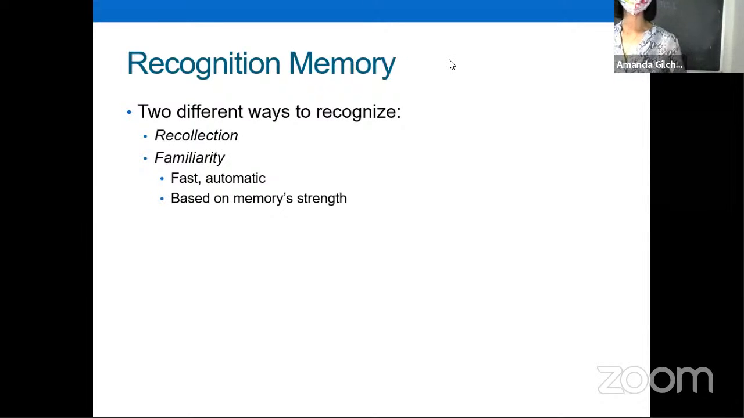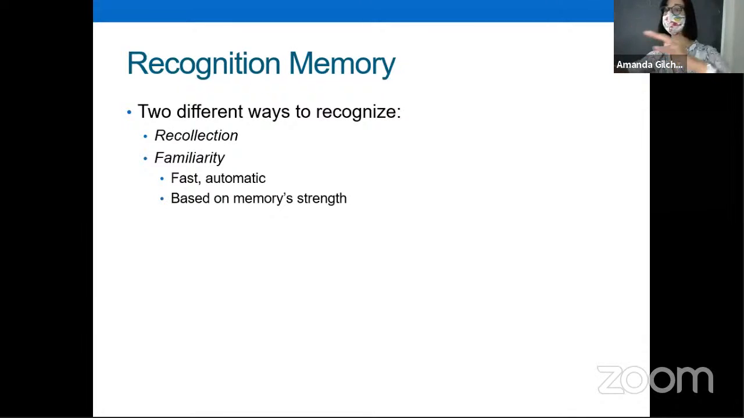You can either do what is called recollection, which is when you consciously go back in your mind and you actively try to search for that item in your memory, similar to what you would do for recall. So recollection is a little bit harder, but we can also use a sense of familiarity to help us identify something in a recognition test. This is fast. It's very automatic. So recollection is a little bit slower. It's a little more controlled. It's a little more conscious.